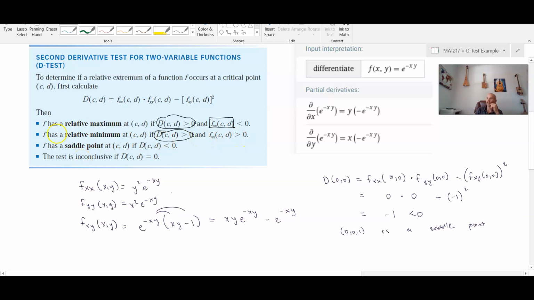Now there's one situation, and that's the bummer situation. If you get d exactly equal to 0, the test simply does not allow you to conclude what type of critical point that is. All right, we'll go ahead and stop here.